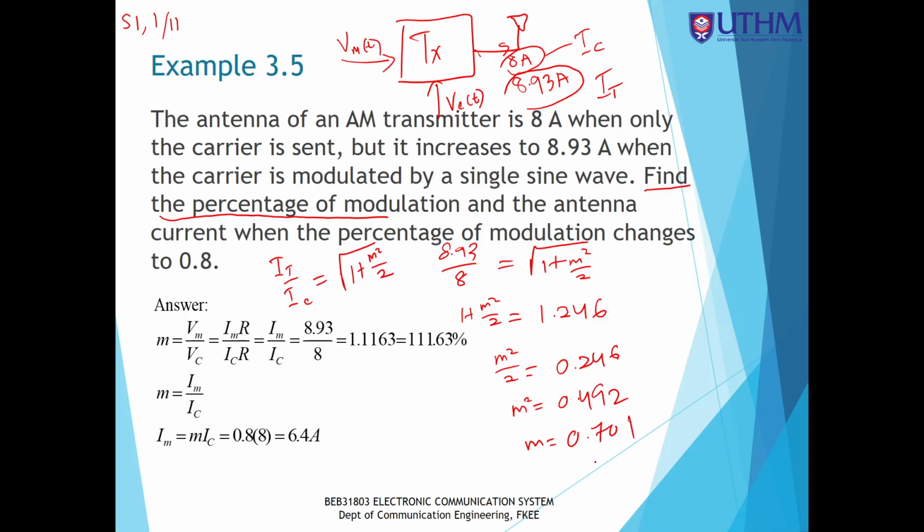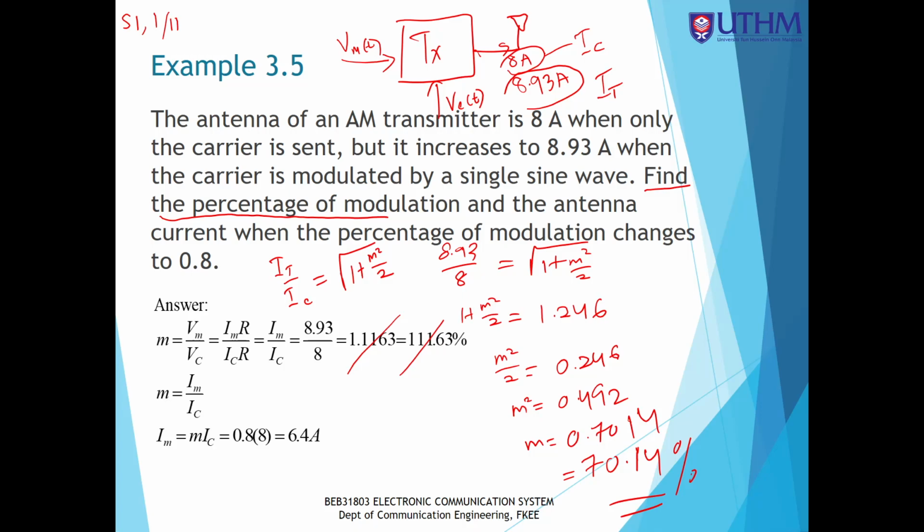So m is equal to the square root of the answer, you get 0.701. Or in terms of percentage, this is equal to 70.1%. So it is not supposed to be 100%, so that would be wrong. It is not supposed to be 100% because this is not I message, it is I total. So I total is larger than the carrier current. Okay, so you can use the power equations, which is IT over IC.